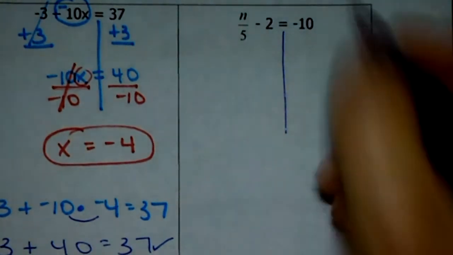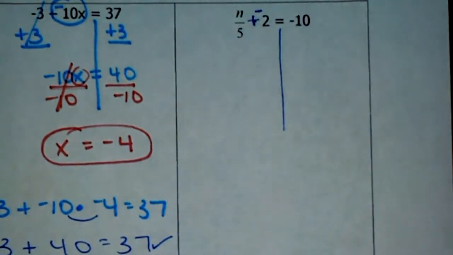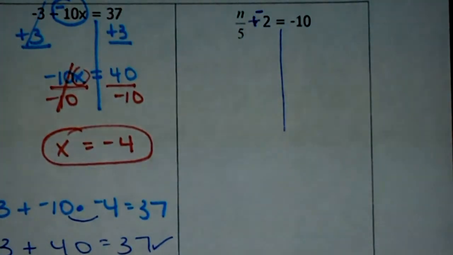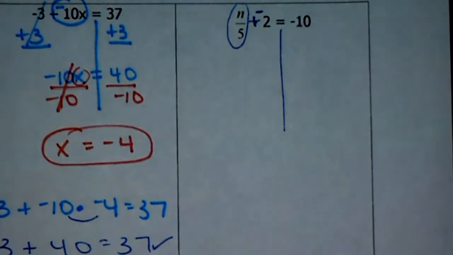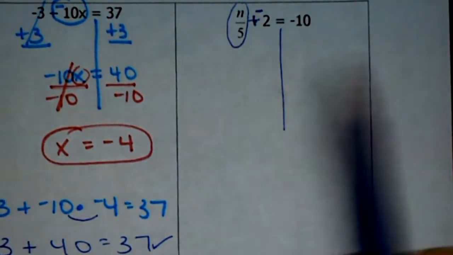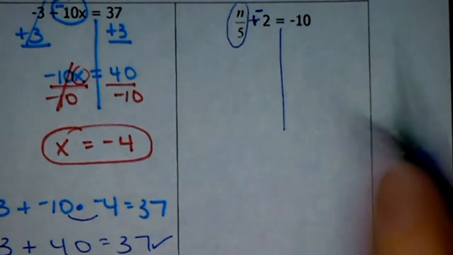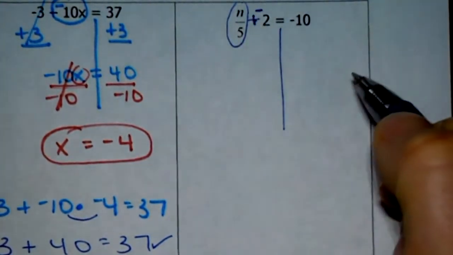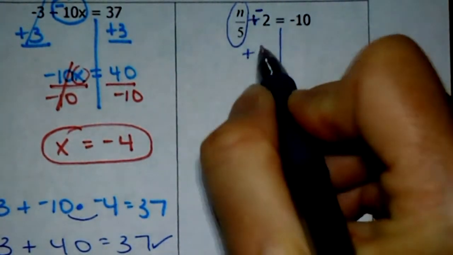Okay, draw your line. Now we're going to change our subtraction to addition by adding the opposite, so that's now adding a negative 2. The variable term this time is n over 5. So this time it's going to be a division 1 step that's left over. Same first step though, isolate that variable term, the term with the variable in it, by adding the opposite of the constant. So negative 2, I want to get rid of that. That means I'm going to add a positive 2.